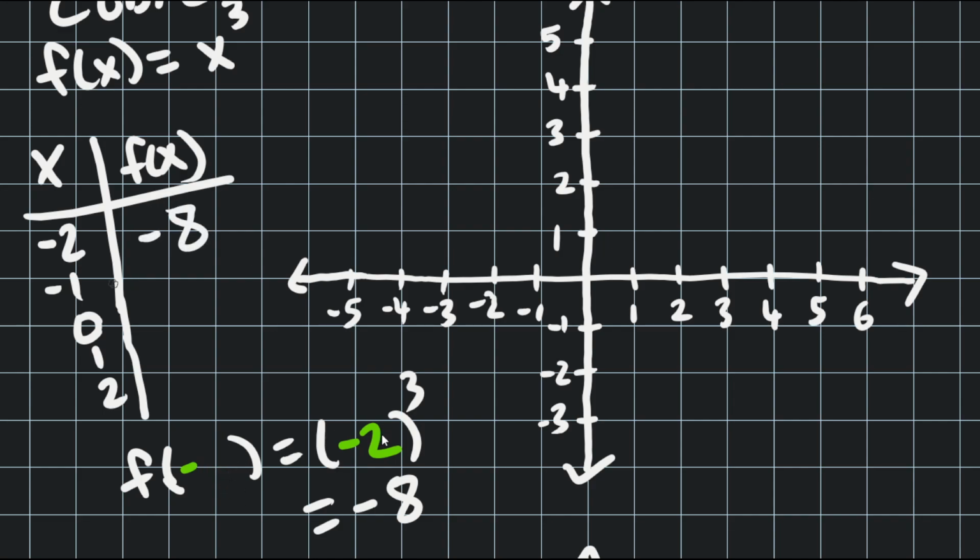And let's just keep evaluating. What is f of -1? So f of -1 is -1 cubed, which is -1. Now what's f of 0? So f of 0.